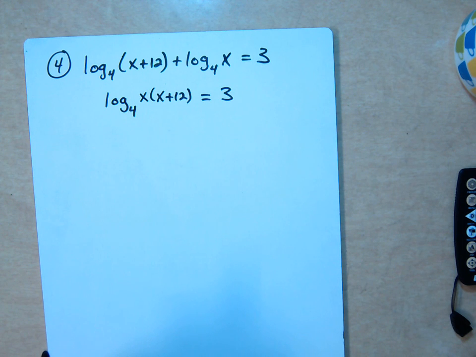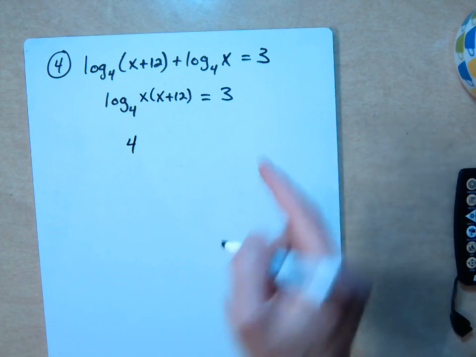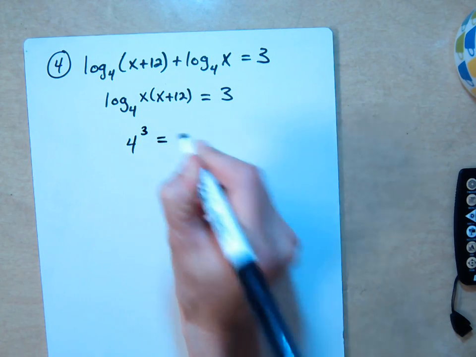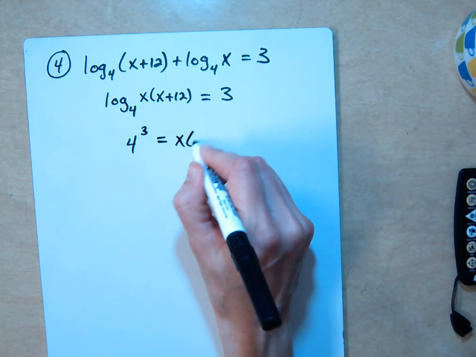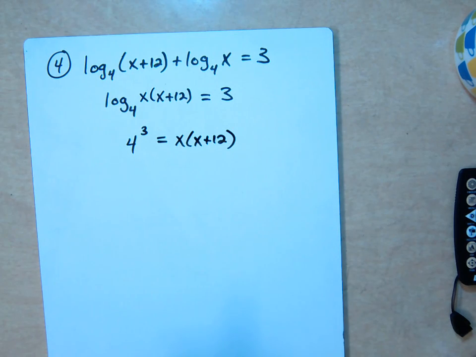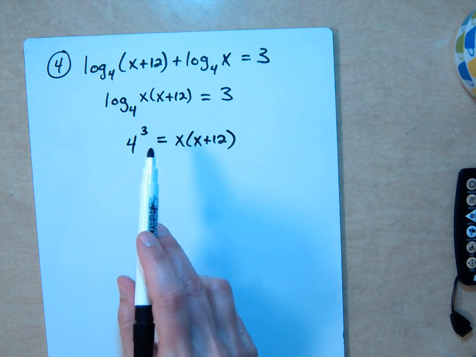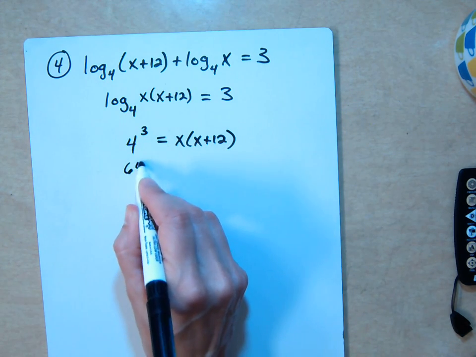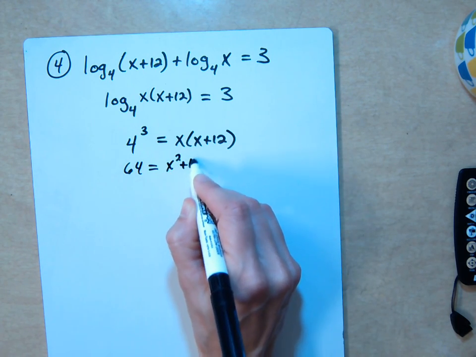Well, okay. What's the base? 4. 4 raised to the, what's the exponent? 3, good. 3 power, we'll do it as a class, good, equals the answer, x times x plus 12. See, no more log. I rewrote it in exponential form. And then, what type of equation do I know this is already? It's a quadratic equation. I can tell I'm going to get x squared here. So, that's a good review. 4 cubed is 64 equals x squared plus 12x.